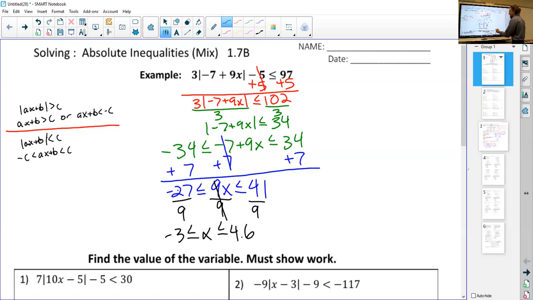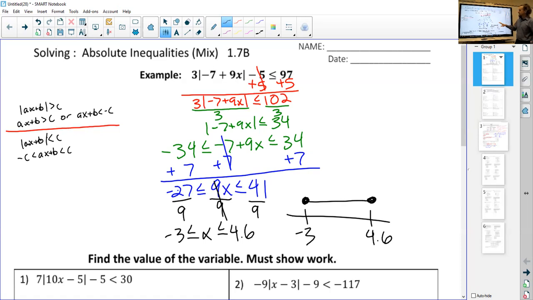Okay. If you wanted to graph this, so here's -3. Here's 4.6-ish. So x has to be greater than or equal to -3 and less than or equal to 4.6. So our answer is anywhere within that range there. You don't have to graph these, but it might help you when you're thinking about the signs.